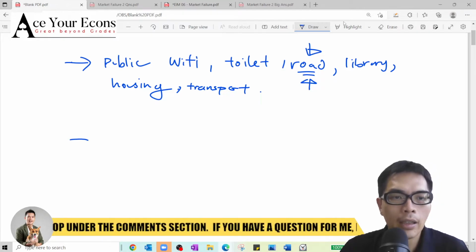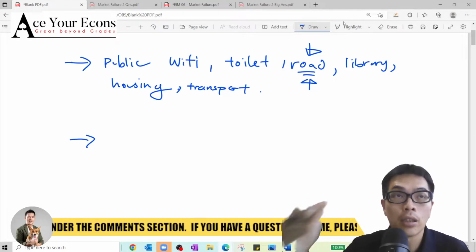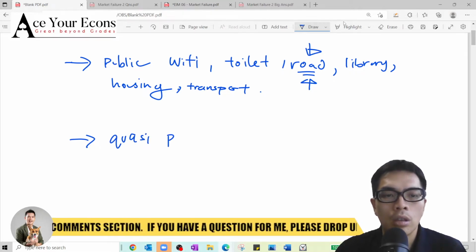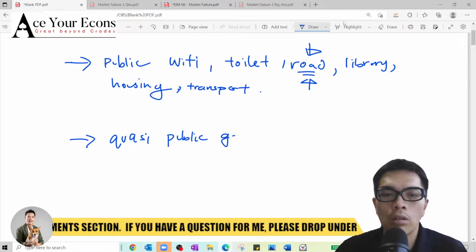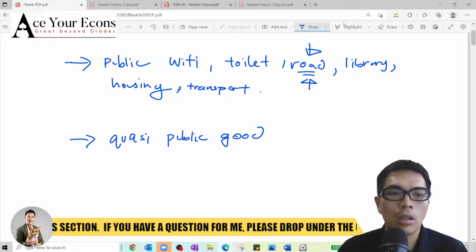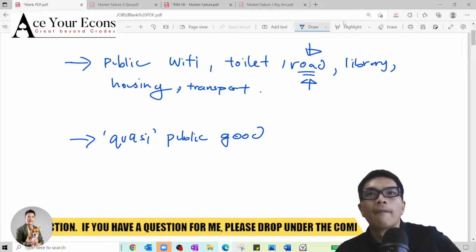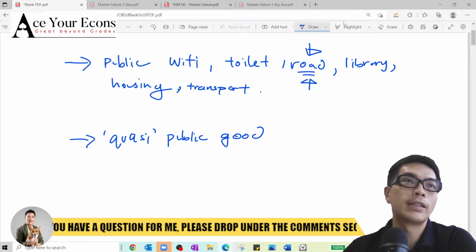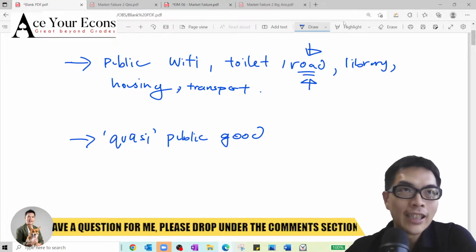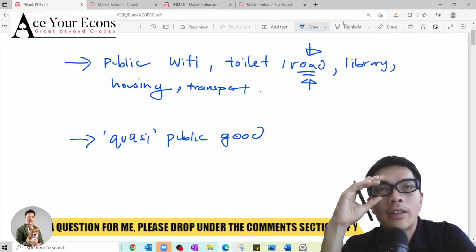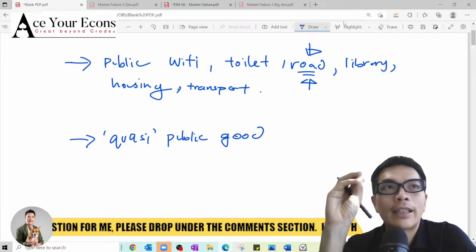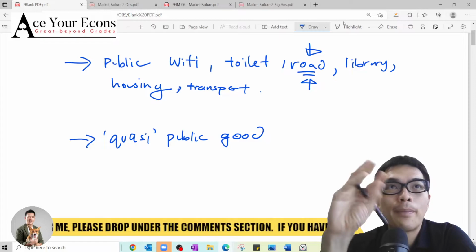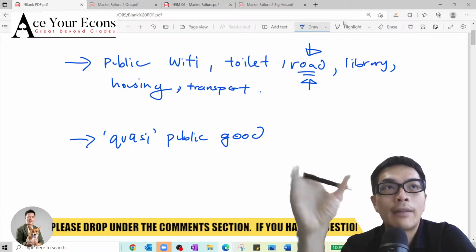The hard part tells us that there are certain goods that are what we call quasi-public goods. Have your schools covered this concept before? Quasi-public good? What is a quasi-public good? Later on this will be tested. A quasi-public good means that this particular good behaves like a chameleon. Depending on specific conditions, it can be a public good and it can be not a public good.